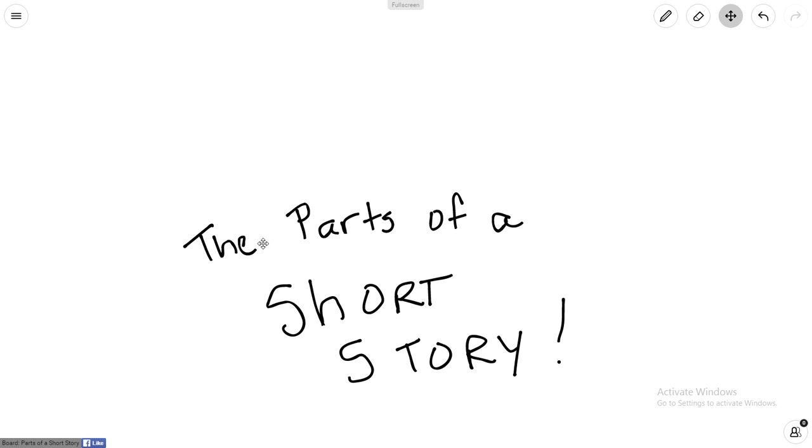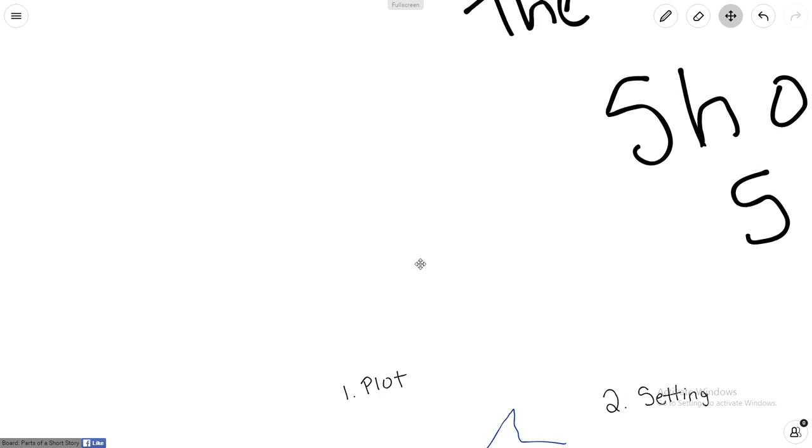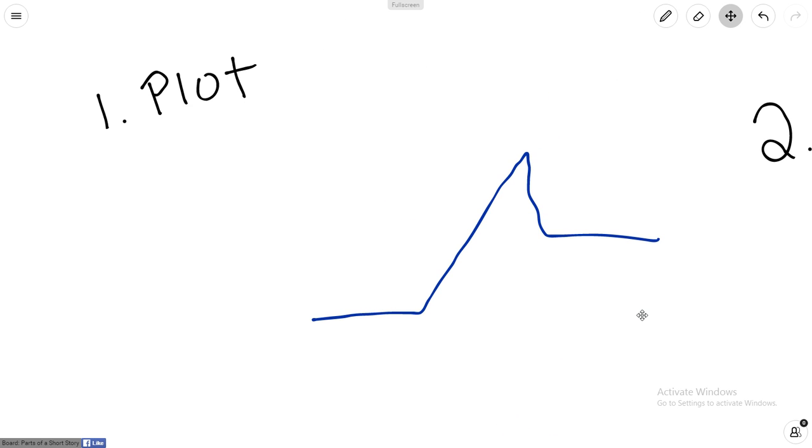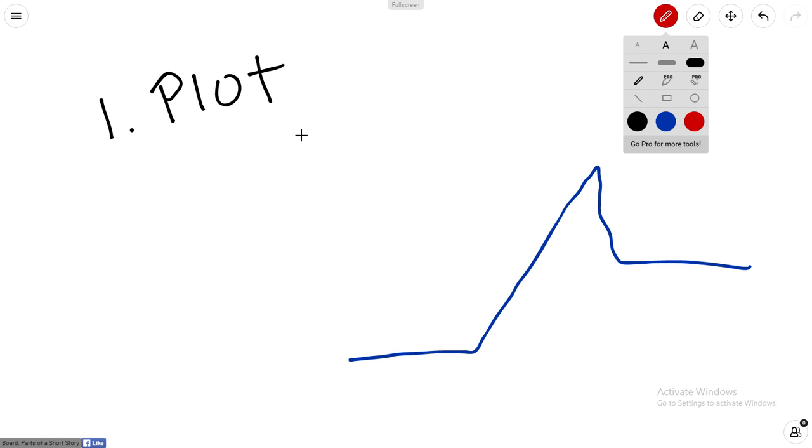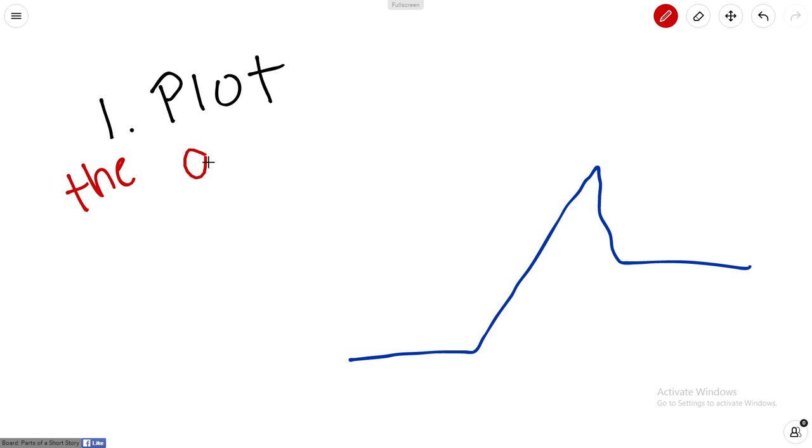Alright? Now, the first part of our short story is the plot. We're going to zoom in right here. Okay? Now, the plot is the most important part. It is what happens in your story. It is the action of your story. So, when someone reads your book, they're going to ask, well, what happens there? The answer will be the plot.